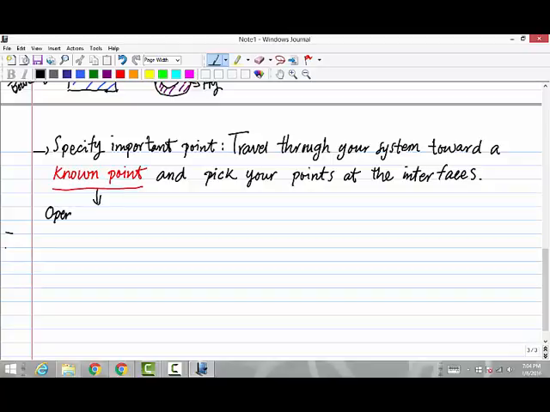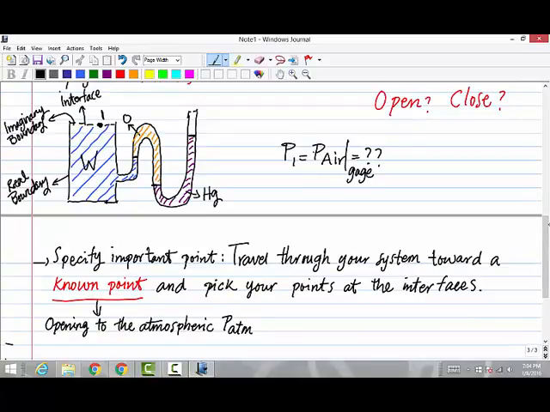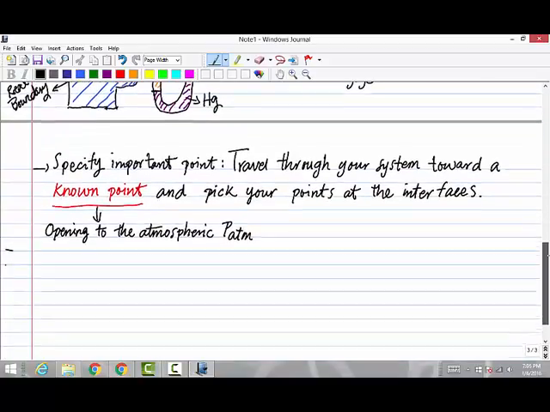Opening to the atmospheric pressure, P-ATM, right? Okay, so I know that here the pressure is atmospheric pressure, which is all the way equal down to this interface. It's just air filled up with air.